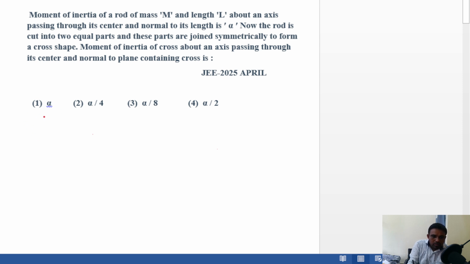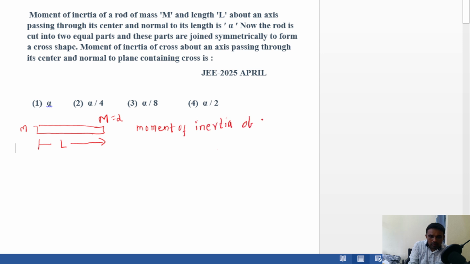So here, given a rod, let us assume its mass is m and its length is capital L. Moment of inertia is equal to alpha. So the moment of inertia of the rod is equal to m L square by 12.